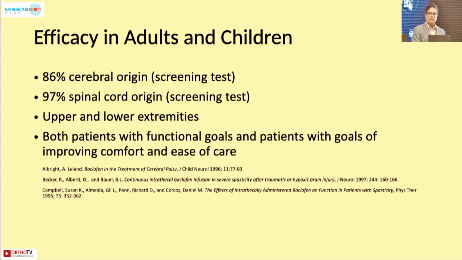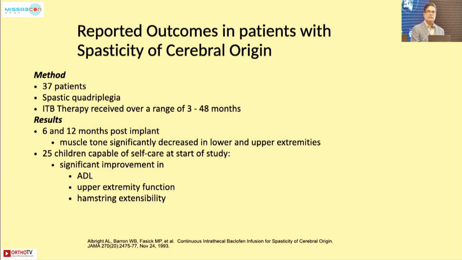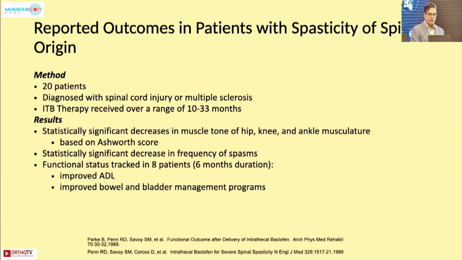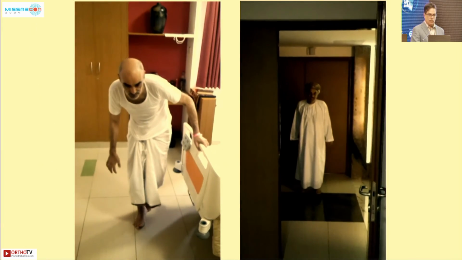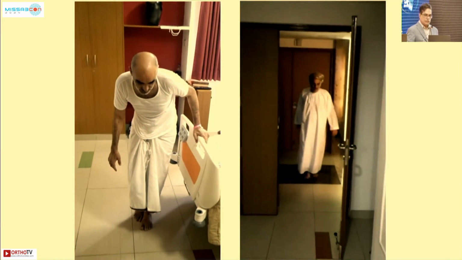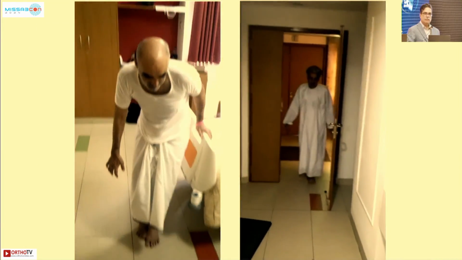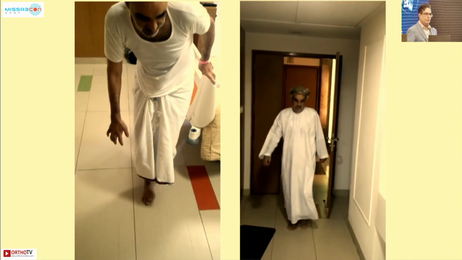Finally, some science. This evidence is from the early to mid 1990s. It is efficacious in both spasticity of cerebral origin and spinal origin in both adults and children. A picture is worth 1,000 words, a video is probably worth 1,000,000 words. So this is before and after.